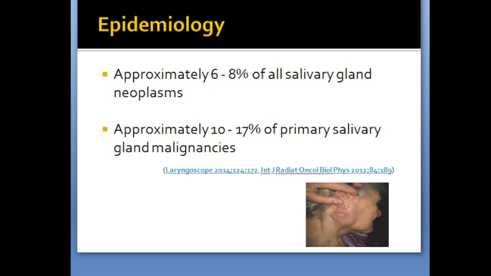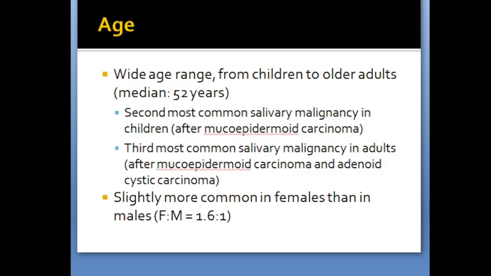Approximately 6 to 8% of all salivary gland neoplasms are acinic cell carcinomas. Acinic cell carcinoma accounts for 10 to 17% of primary salivary gland malignancies. It is seen in a wide age range. So it is seen in children and young adults. Older adults are also affected. According to many of the studies, the median age range is 40 to 50 years.